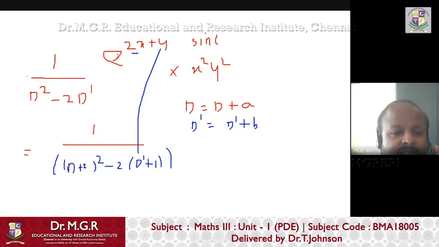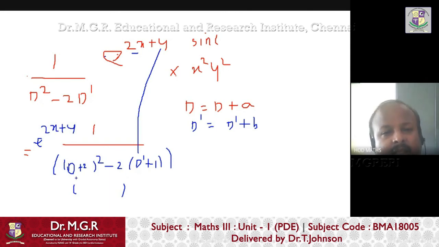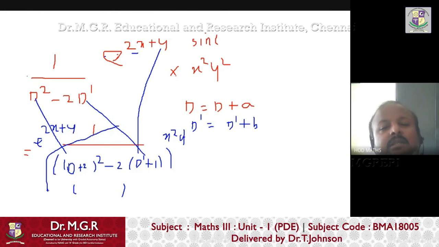And then you can expand this. D plus 2 whole square is D square plus 4D plus 4, minus 2D dash, and then you can write it in a single format. Once you substitute D plus a in place of D and D dash plus b in place of D dash, you take the e power 2x plus y on the left hand side. Hereafter, whatever the right hand side is, whether it is x cube, x square y square, or sine, you proceed as we have discussed now.